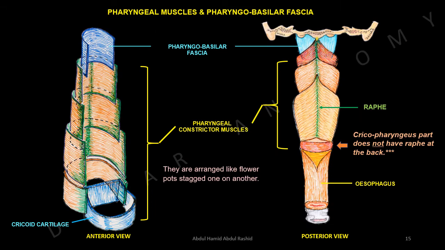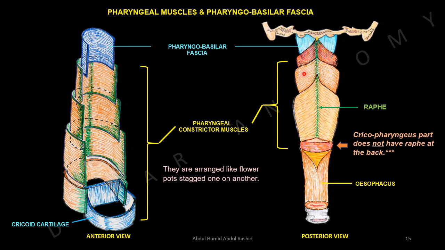This is the schematic diagram of the constrictor muscles and pharyngobasilar fascia. These are the constrictor muscles. This is the inferior constrictor muscle. This lower part is cricopharyngeus. This upper part is thyropharyngeus of the inferior constrictor. Above it is the middle constrictor. Above it is the superior constrictor. And above it is the pharyngobasilar fascia. Throughout, it is anteriorly open and connected to the nasopharynx, oropharynx, and laryngopharynx.